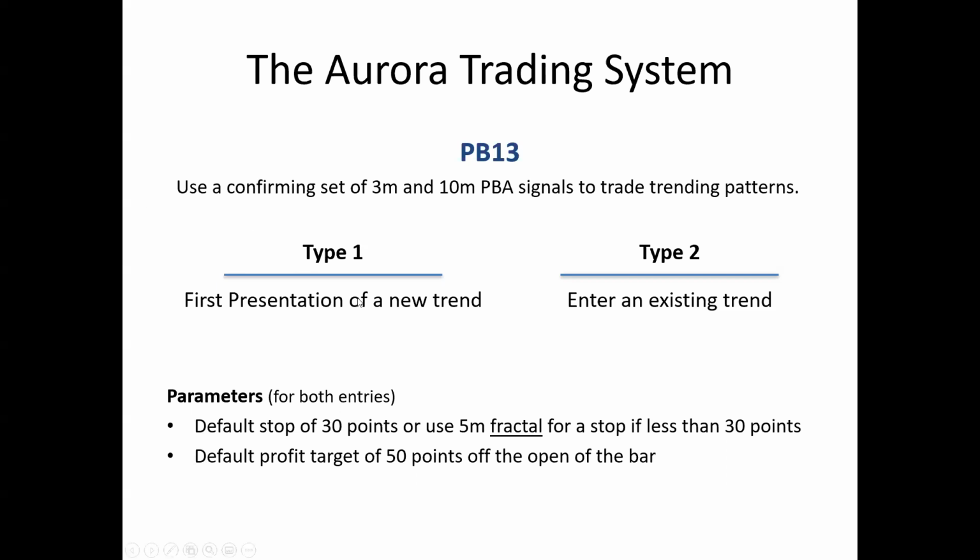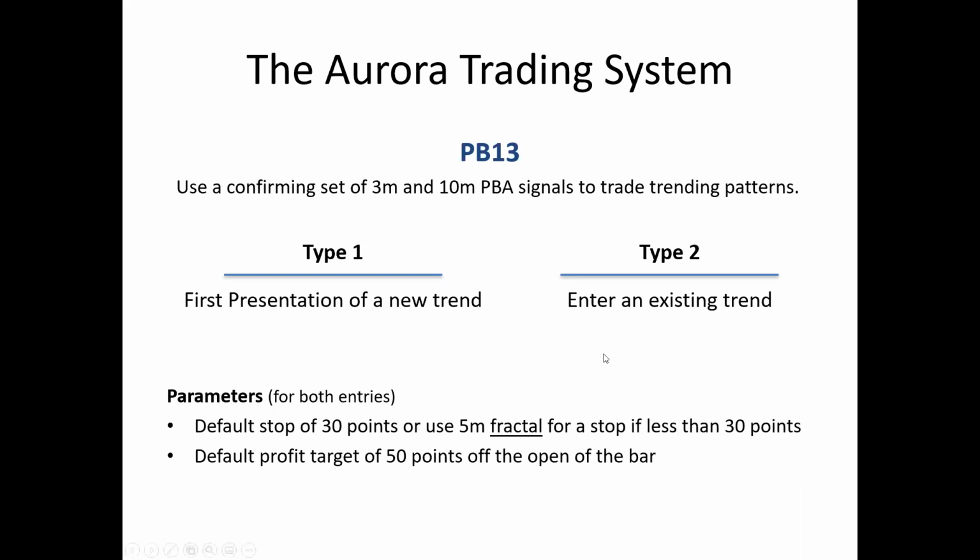So the first type of PB13 signal that we're looking for is what we refer to as the first presentation of a new trend. And I'm going to show you some examples of that. It's the first presentation of a new trend. It's basically when you have, let's say, a series of long or blue PBA bars on a 10-minute chart, and the first red bar presents itself. So that's the first presentation of a new trend.